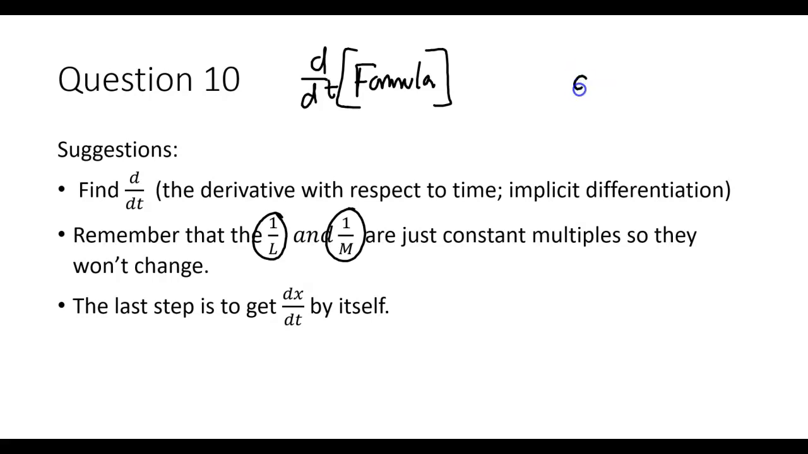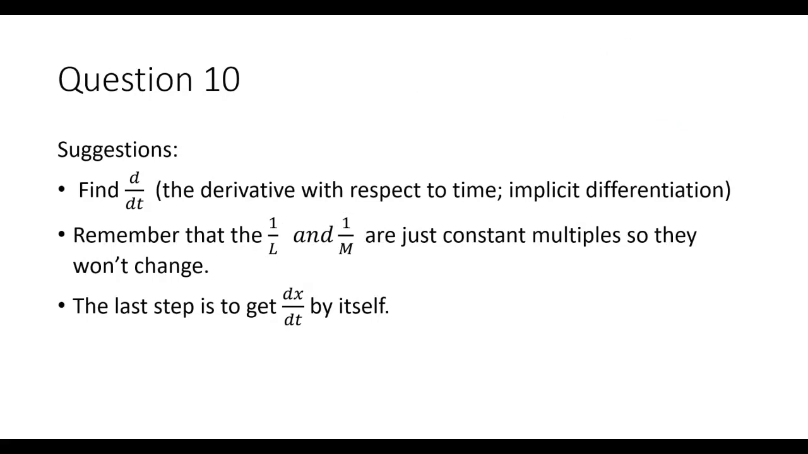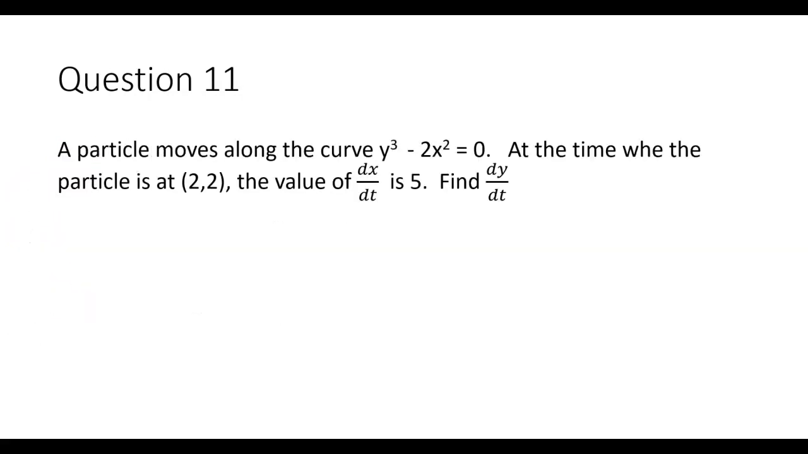Like if you have the derivative with respect to x of 5x, well, we'll say x squared. Well, when we take the derivative of this, the 5 just stays there, but you take the derivative of the x part. Okay? So when you take the derivative of a constant, it doesn't change. And that's what's going on here. These will not change in this problem. After you've found the derivative, remembering to leave the 1 over L and 1 over M alone, the last step is just to get the dx/dt by itself. Okay? So I'll let you guys mess around with that one there.